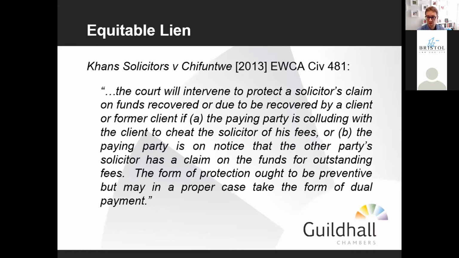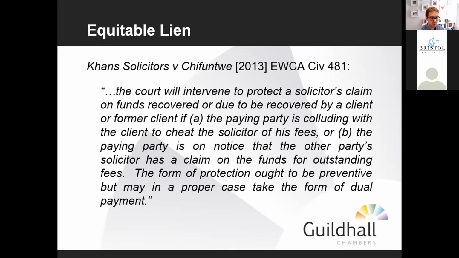Khans wrote to the Home Office to say, "No, don't pay him, you need to pay us," which for some bizarre reason the Home Office ignored, and they paid Mr. Chifuntway. As perhaps seemed inevitable, he then disappeared, leaving Khans with no one to sue for their money. So what Khans did was to sue the Home Office effectively for a double payment. They said that equity was able to intervene in those circumstances to order the Home Office to pay for a second time, so there was something that they could seek to enforce their lien against.